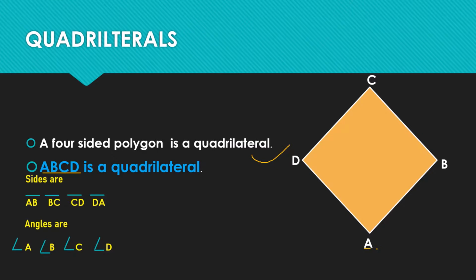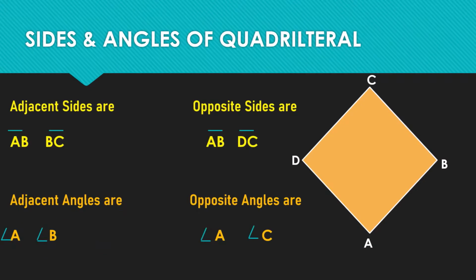You can see the sides are AB, BC, CD and DA. Simply the angles are angle A, B, C, D. So we have four sides and four angles in a quadrilateral. Now sides and angles of a quadrilateral we can discuss in a detailed way.